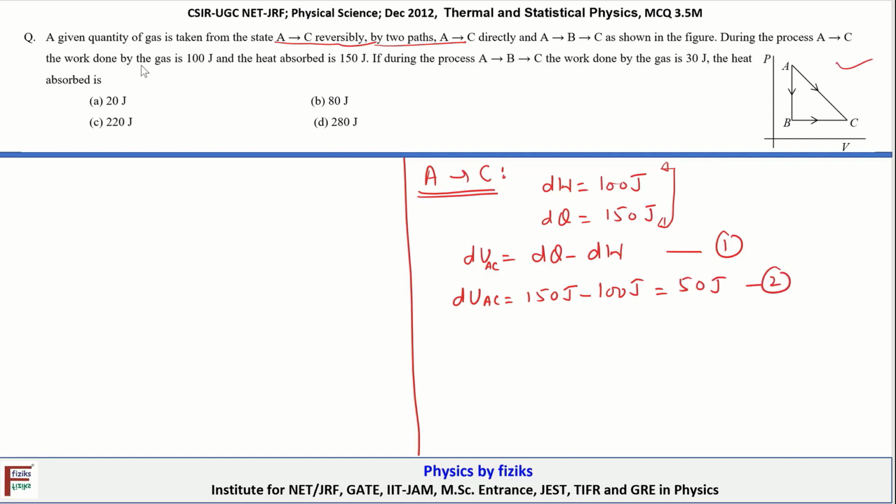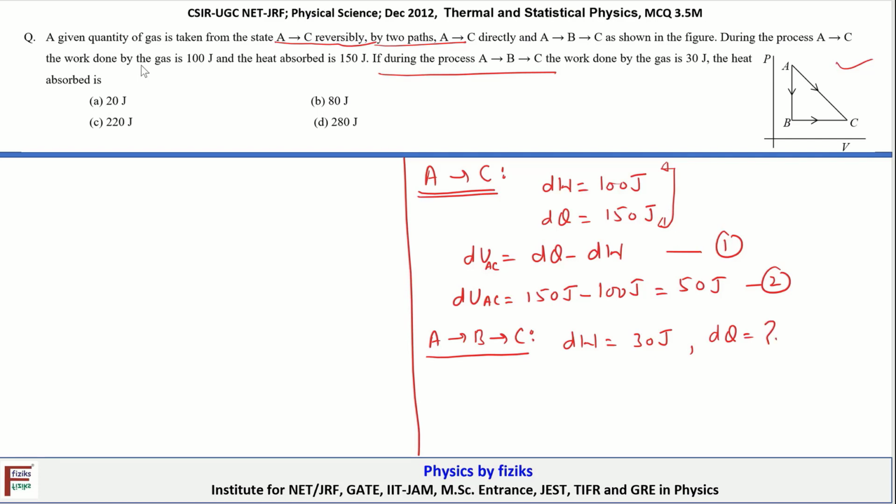Okay, now let's see what is given during the process A to B to C. While following the path A to B to C, what is given to us? The work done by the gas is equal to 30 joule. The heat absorbed is how much? So we have to find out what dq is for this process A to B to C.